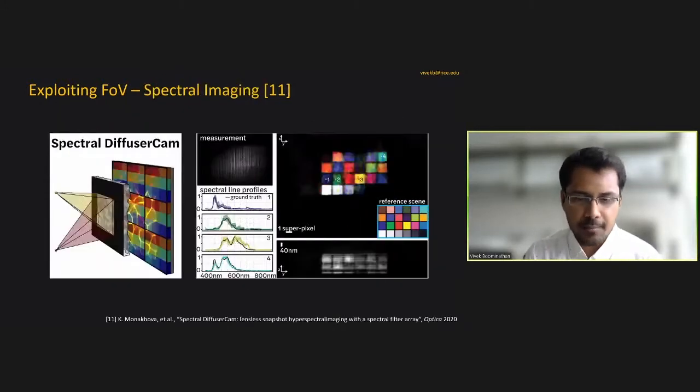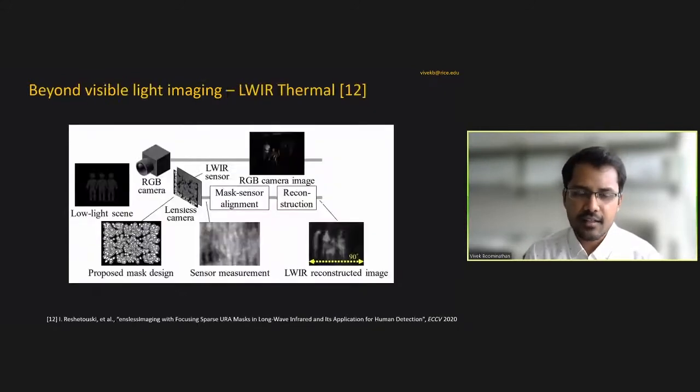The same idea was exploited also for spectral imaging. Again, with the spectral sensor, since each pixel sees the entire scene, we can use computational methods to reconstruct multispectral images or hyperspectral images from a single measurement. Keeping on the same note as spectral, lensless allows you to go beyond visible light imaging without having expensive optics.